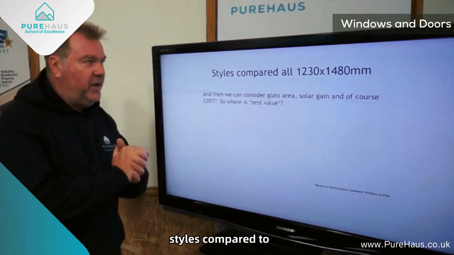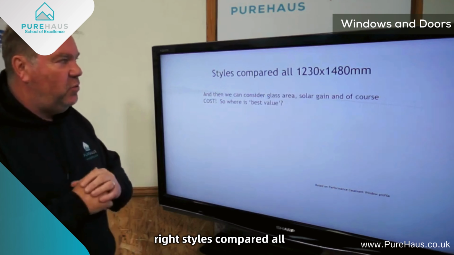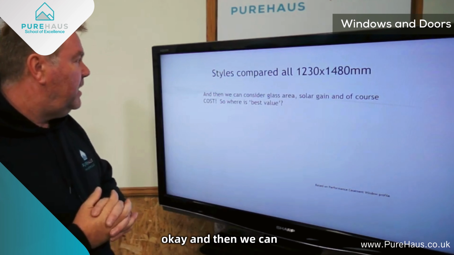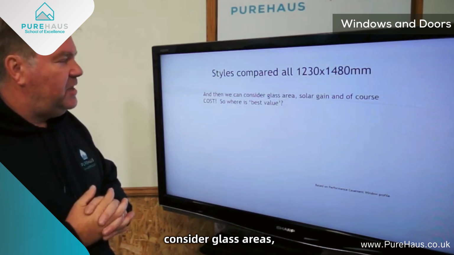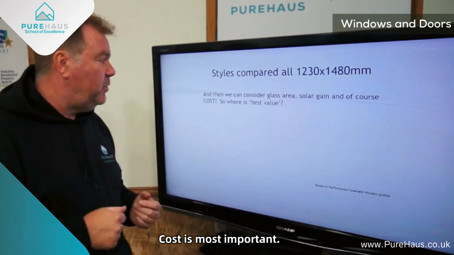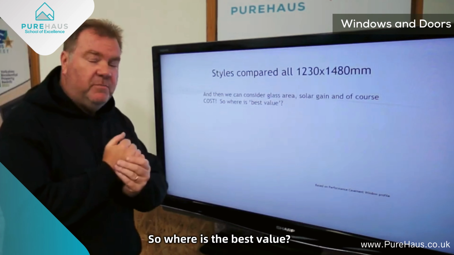Styles compared, all 1230 by 1480 size windows. Okay, and then we can consider glass areas, solar gain, and of course cost. Cost is most important. So where is the best value?